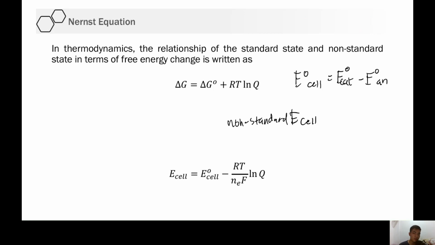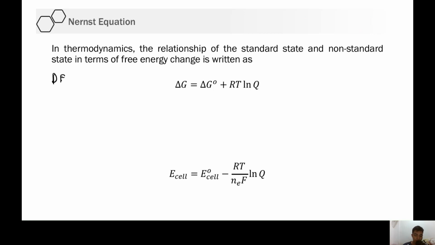So if you want to solve for the non-standard cell potential, meaning that the concentration or the pressure is not equal to 1, then we have to use the Nernst equation. How is this derived? According to thermodynamics, let me go through the derivation first, so we can justify the equation that we're going to use.